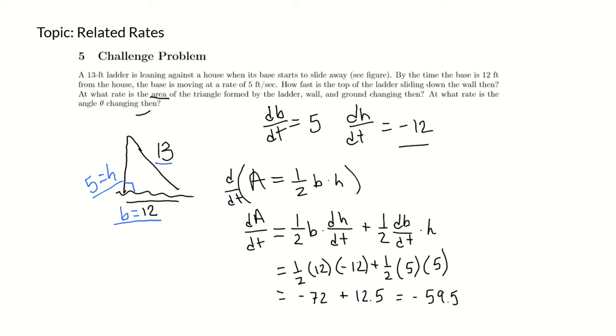This is area, which is feet squared, so this rate of change would be in feet squared per second. And this is dA/dt. So the rate of the change of area, the area is also decreasing at this time as the ladder is sliding down the wall.